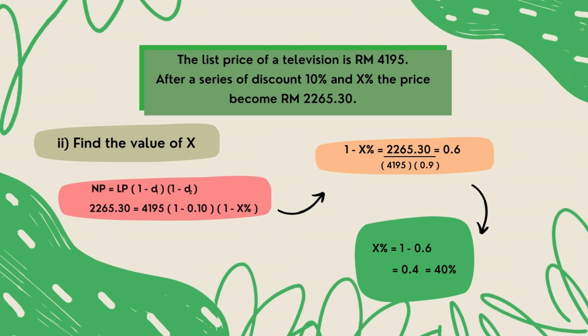The answer is 0.6. To find X%, it is 1 minus 0.6 and then calculate and get the answer. The answer is 0.4. 0.4 is 40%. So X% is 40%.